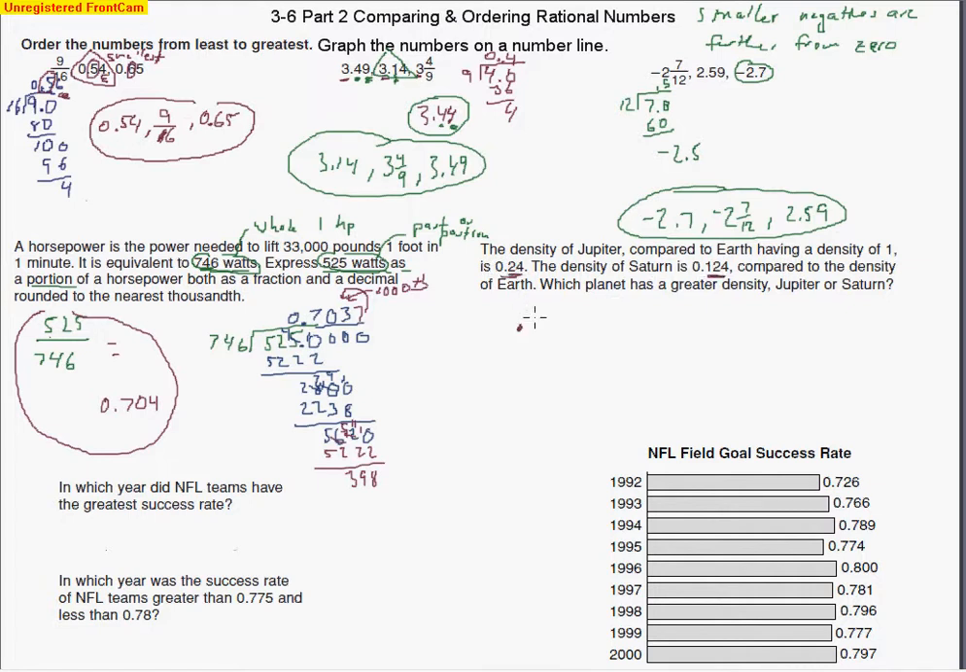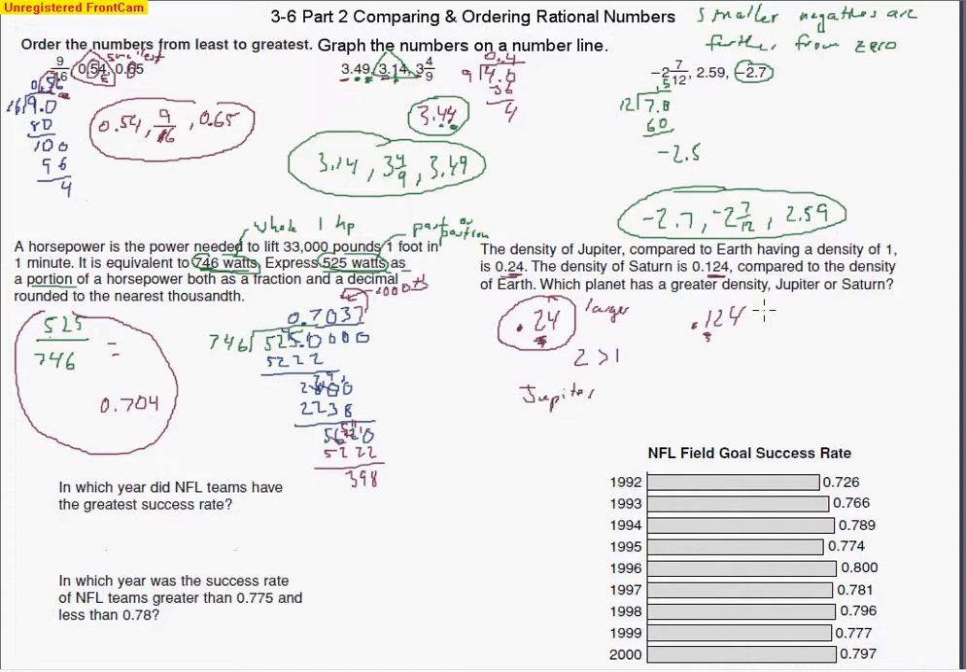Now, as we compare decimals, we're looking at place value. So you're looking at the tenths place, and I see this number, 2, is bigger than the number 1. See, 2 is greater than 1. So what that means is that this is the larger number. And so which one has the greater density? Well, the one that's 0.24, and that is Jupiter.